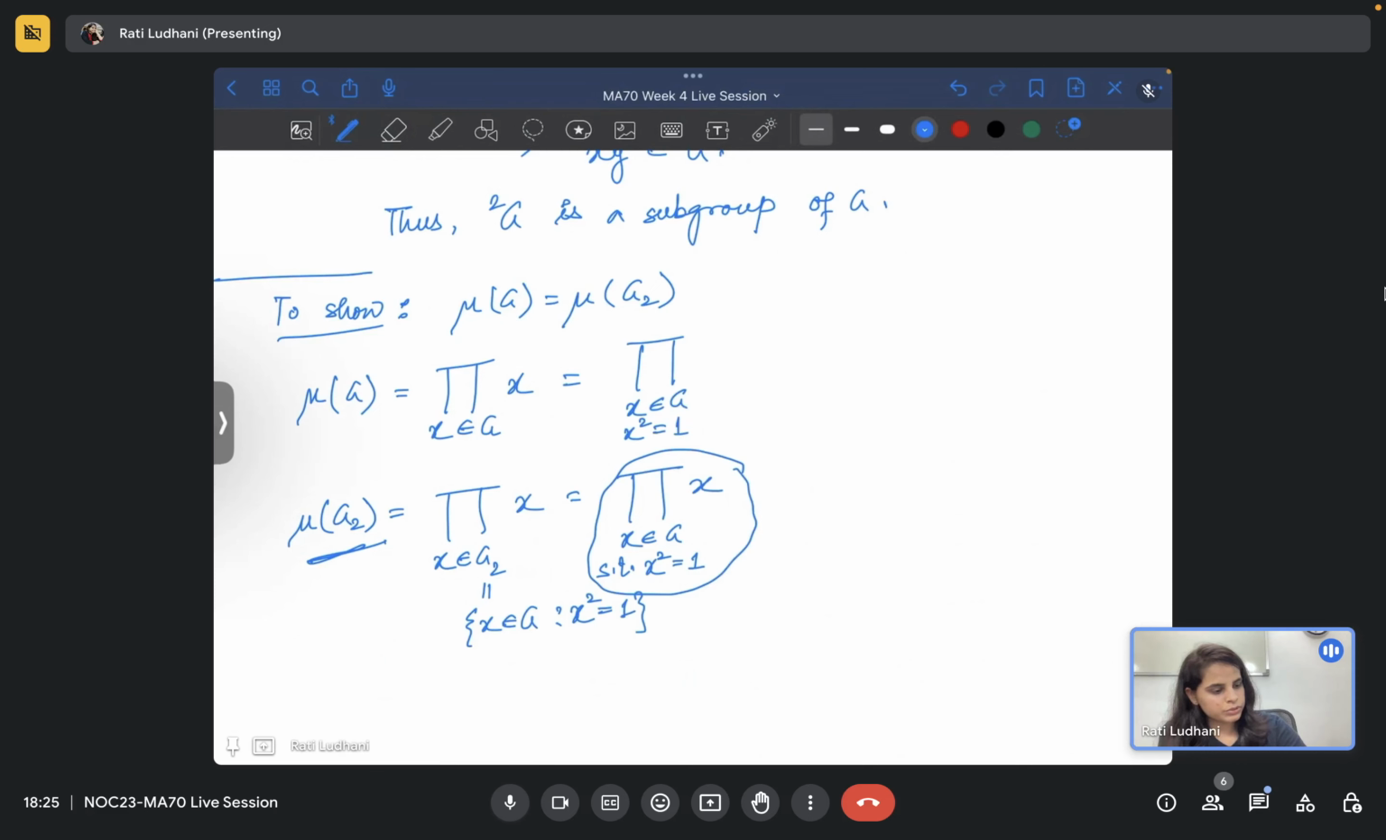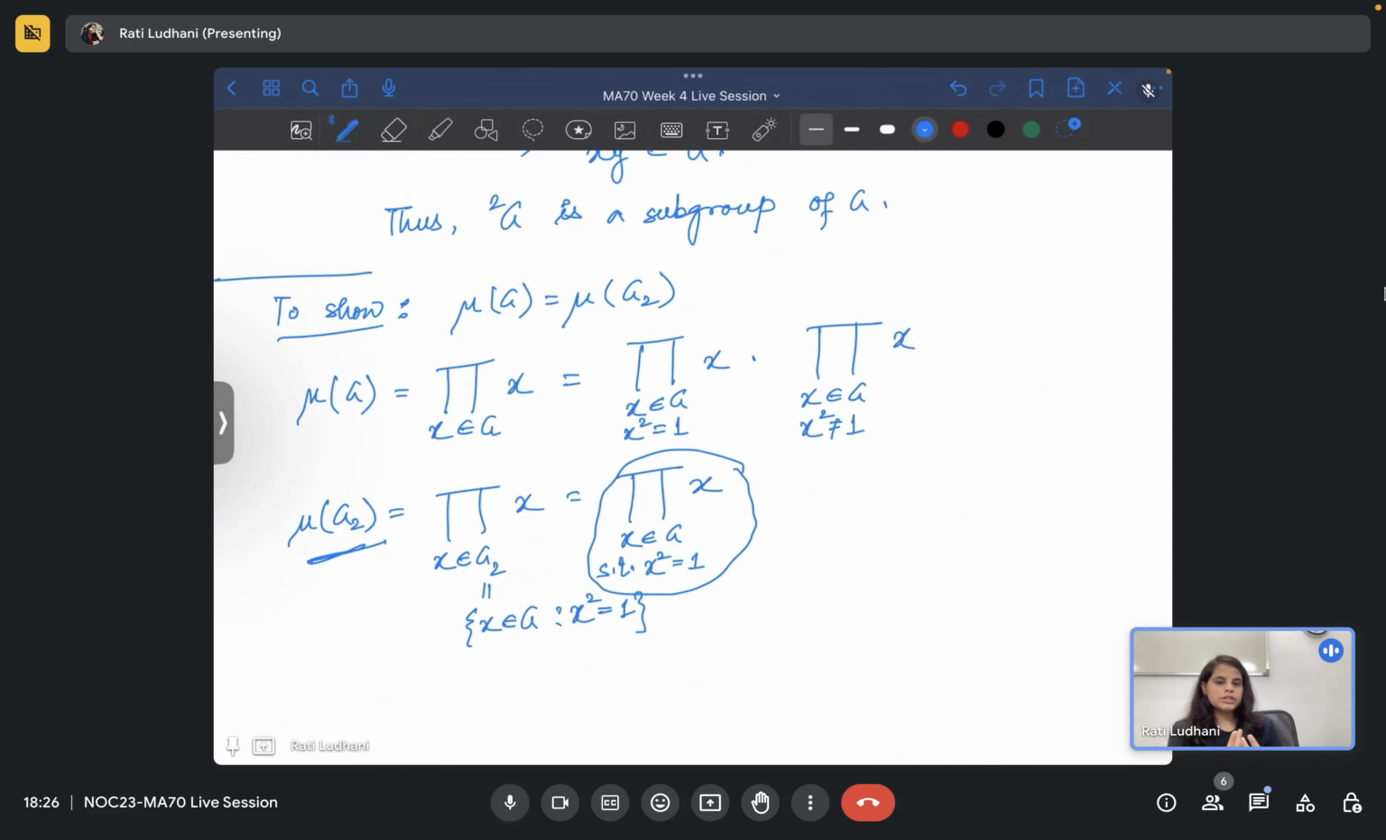x square is equal to 1, times the product of all those elements of G which do not satisfy this property. Is that okay? All the cases are there. Any element of G will satisfy one of the conditions: either x square is equal to 1 or x square is not equal to 1. So we have separated it out.